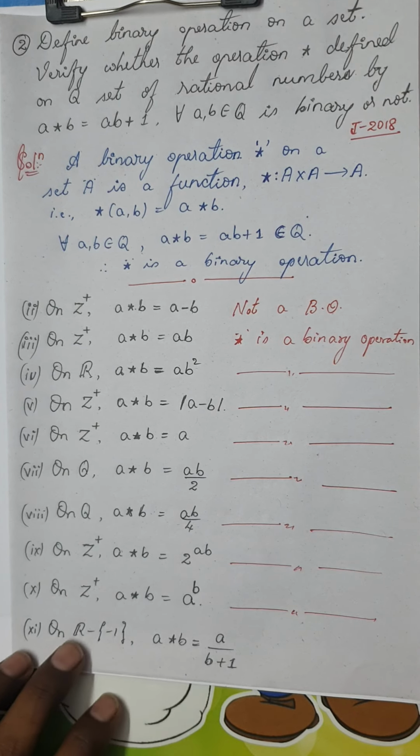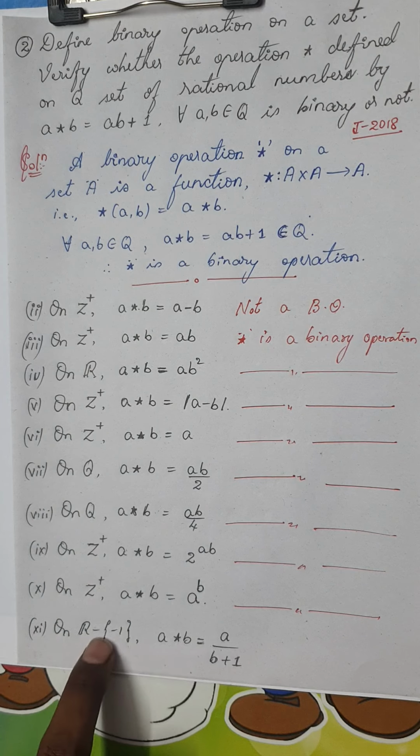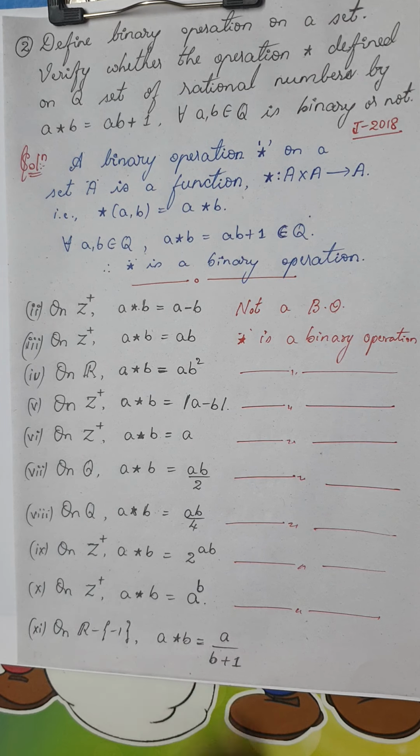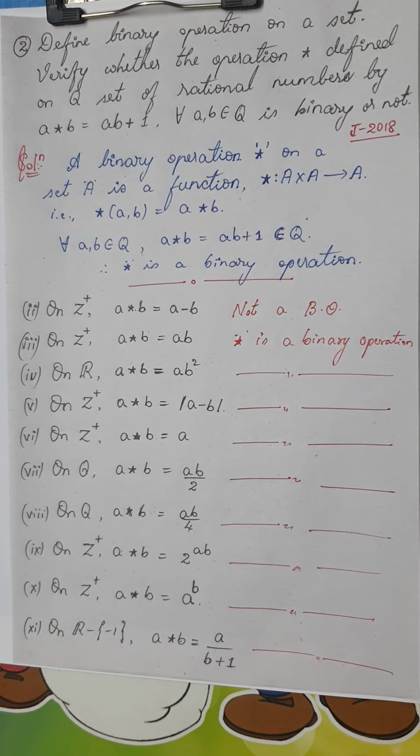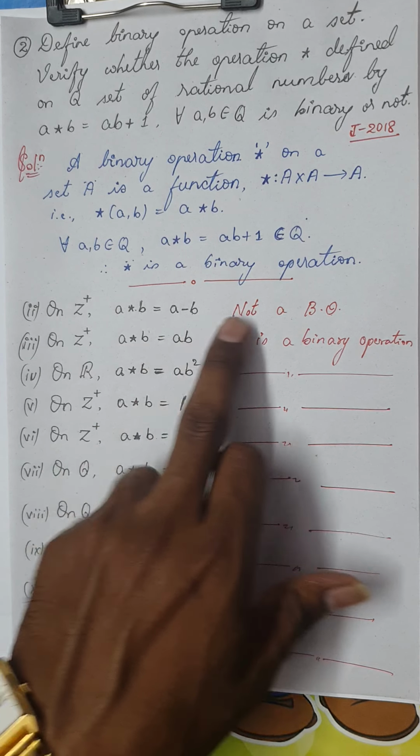Finally, this one, R is equal to R minus 1, means you cannot take the element minus 1. Apart from minus 1, you can take any element. So in this case, even this will be a binary operation. Please be careful.